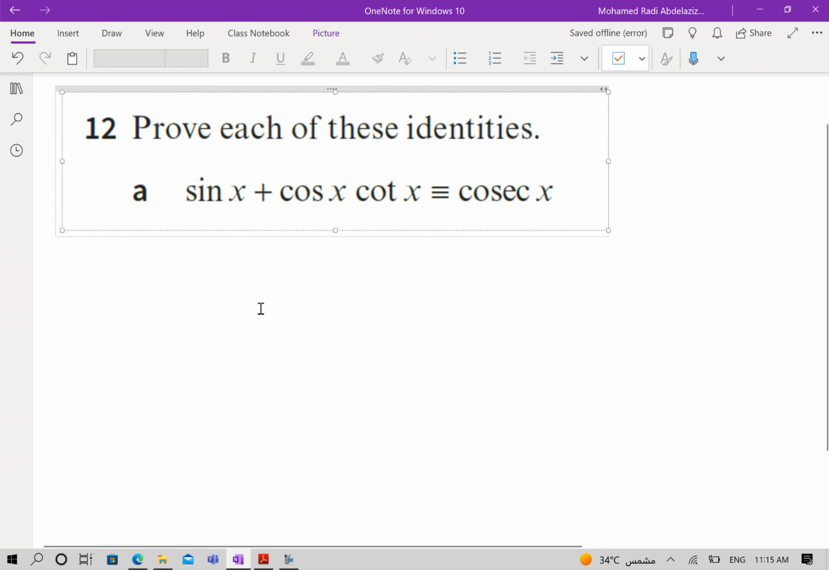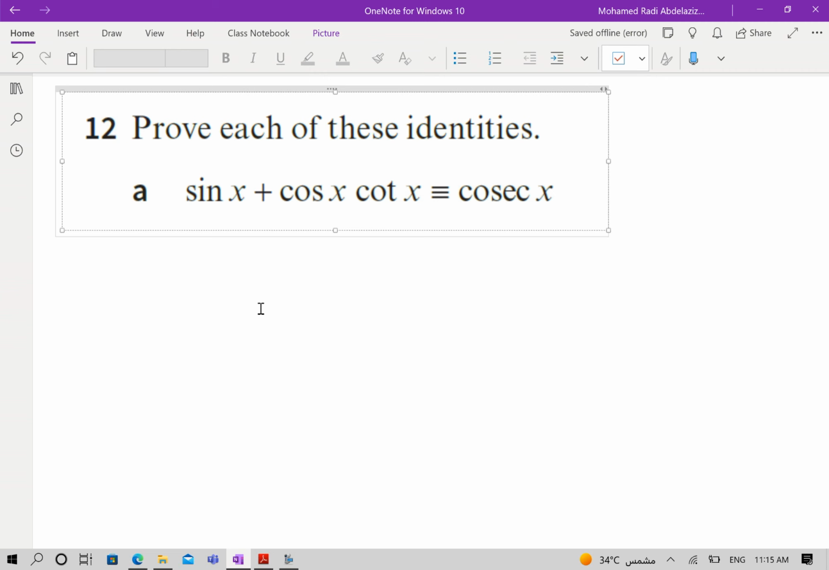Proving identities. How to prove that the left hand side is equal to the right side. This is called an identity. Identity means equal for any value of x. If you substitute x, let's say by 30, on the left hand side, sine 30, cosine 30, cotan 30, and get the value, and substitute by 30 on the right side, cosec 30, you will get left hand side is equal to the right side. If we change 30 to 50, the left hand side and right side will be the same.